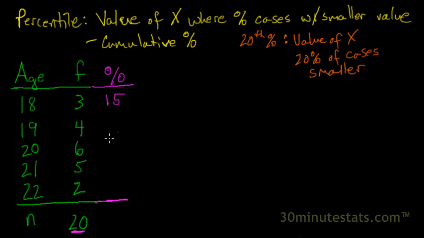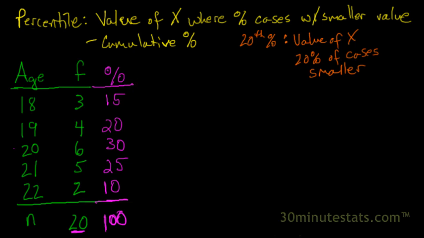That's 15%. 4 out of 20 for 19-year-olds is 20%. 6 divided by 20 and then multiplied by 100 again, this is going to be 30%. And then 5 out of 20 is 25%. And 2 out of 20 is 10%. And if you add these up, you'll get a total of 100%. We've also seen in a previous video how to calculate these percentages and create this column. So if you need to review, you can go back and look at that.